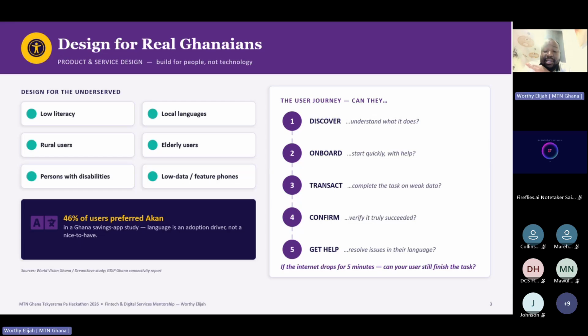In fact, one of the big questions that you have to ask yourself when you are developing a technology in Africa is: if the internet drops for 5 minutes, can your user still finish the task? Whatever solution anybody in any field is bringing, without the internet, can your solution survive? That's a big question that you should ask yourself.